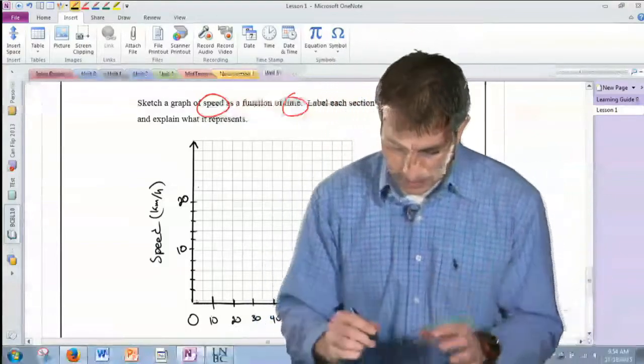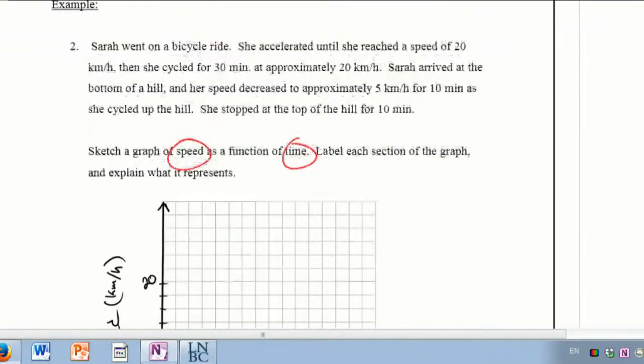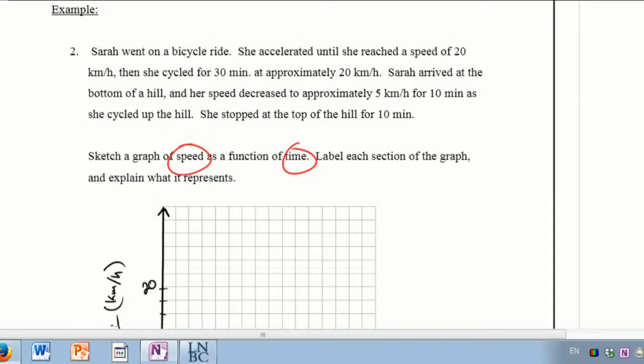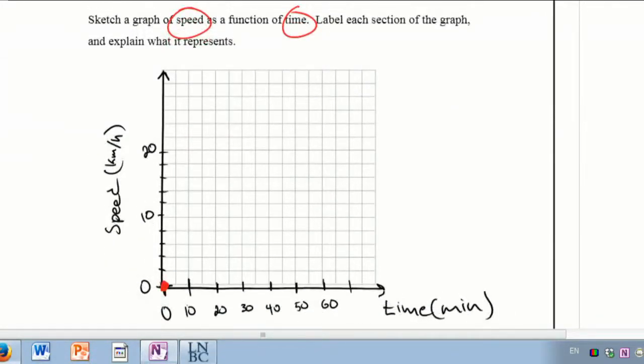All right, so I started both of these things at 0. So down here at the bottom, I have 0 time, and down here at the bottom, I have 0 speed, which is important. And now I need to figure out what's going on here. So although it doesn't say it in the question, we're going to assume that she starts at 0 speed, because it says she accelerates to 20. So that means she's speeding up to 20. And then she stayed at 20 kilometers an hour for 30 minutes. All right. So she has to start, and then she has to end up at 20.